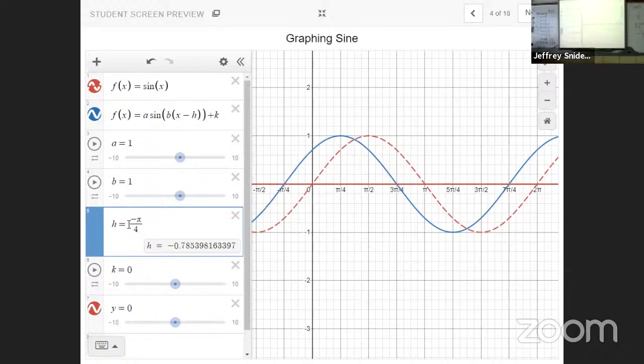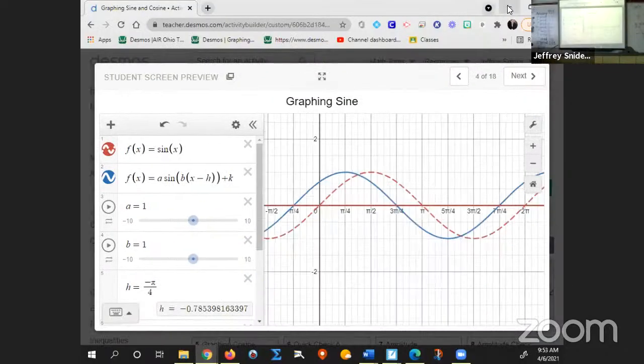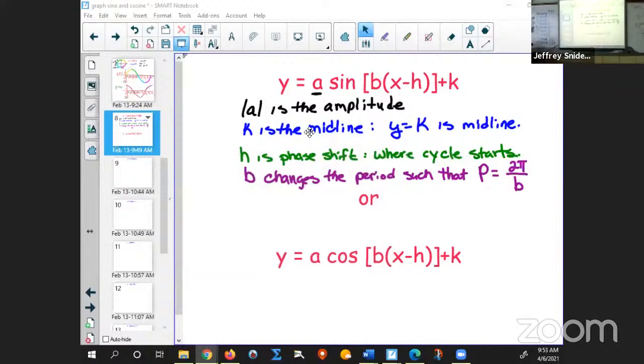So each of those four variables does something to the graph. And again, this is true for both sine and cosine.